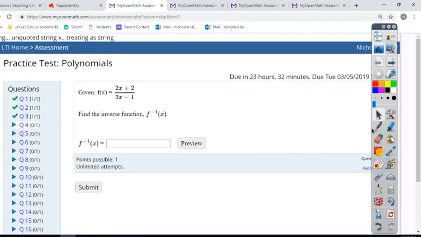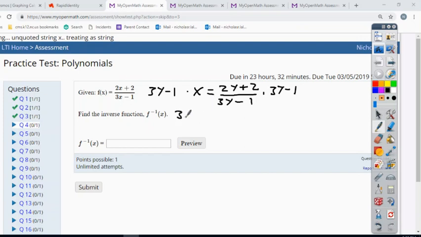Question 4. Find the inverse function. We have to switch x and y. X is equal to (2y plus 2) over (3y minus 1). Multiply each side by 3y minus 1. Distribute the x. We will have 3xy minus x, the 3y minus 1's cancel out, is equal to 2y plus 2.